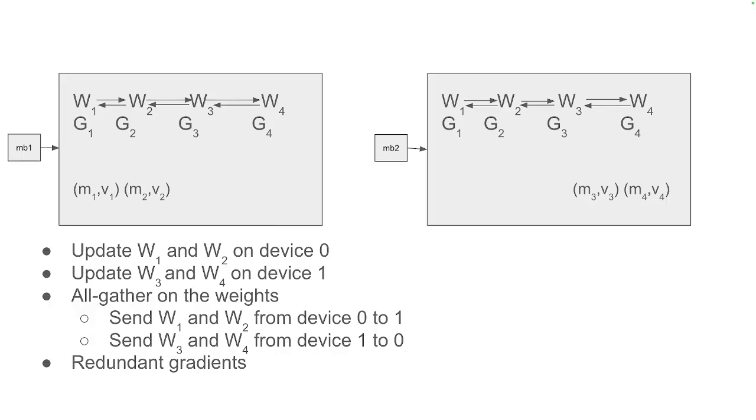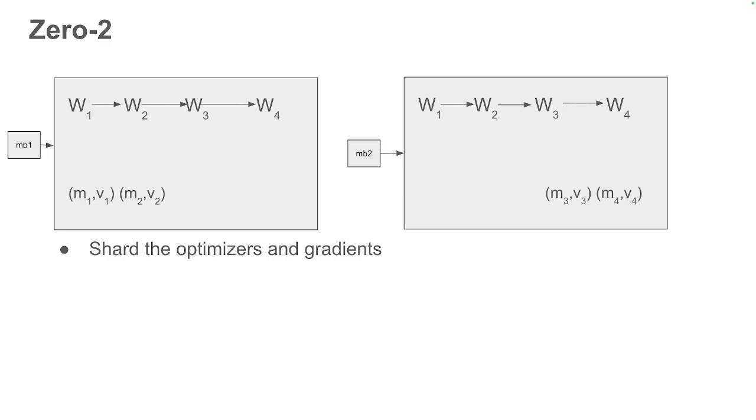And if you notice here, G3 and G4 are basically waste because you cannot update W3 and W4. So they are redundant gradients. Hence this leads us to ZeRO-2, where we go one step more, where we shard the optimizers and then the gradients too.